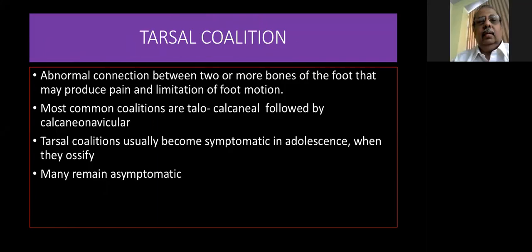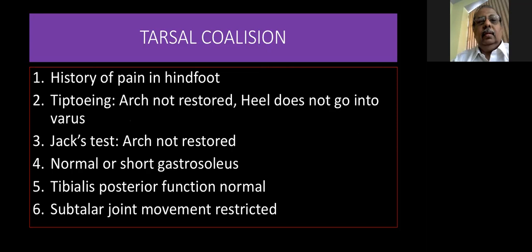Now, a few words regarding tarsal coalition. Again, it is a question that is asked for your exam. It is an abnormal connection between two or more bones of the feet, causing pain and limitation of foot movement. Most common coalitions are the talocalcaneal, followed by the calcaneonavicular. Tarsal coalitions usually become symptomatic in adolescence. Above the age of 10, usually we are seeing kids coming with a rigid flat foot and pain. And many of these cases remain asymptomatic. Therefore, we do not know the exact incidence of these lesions.